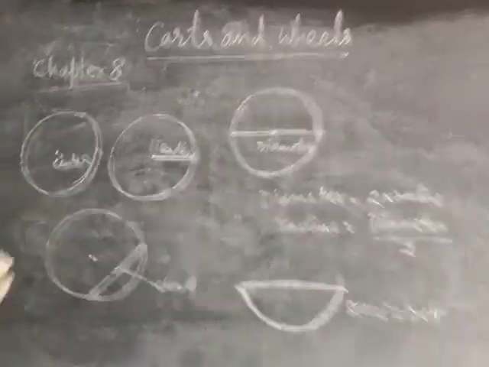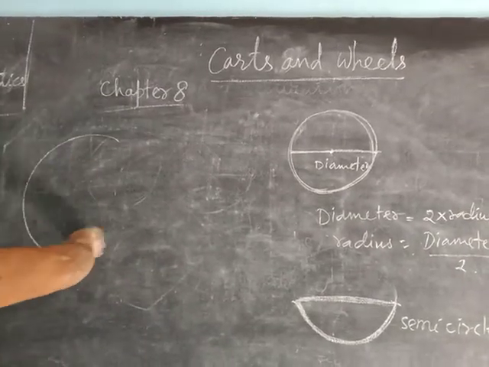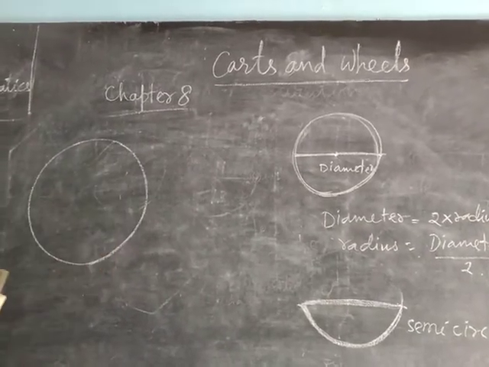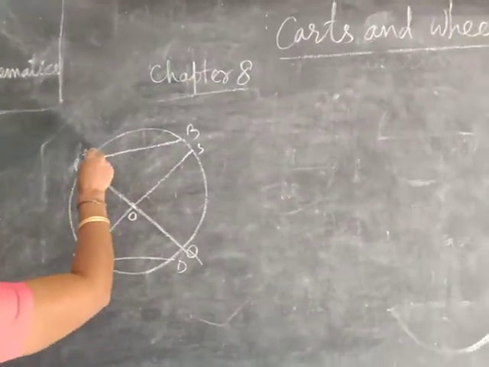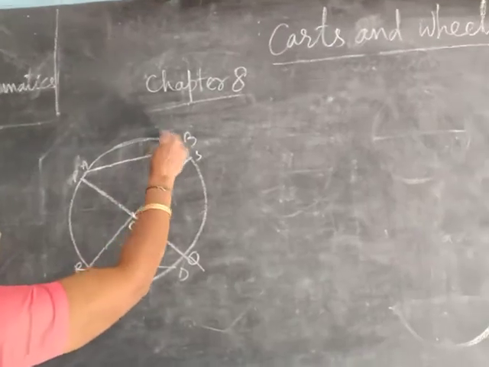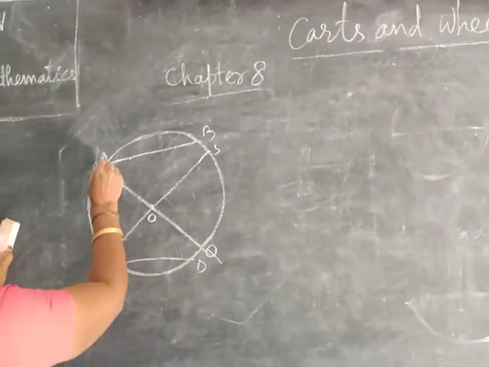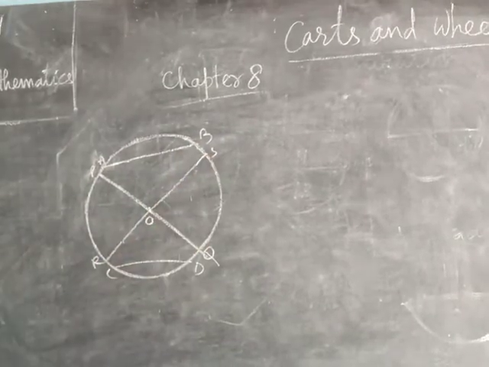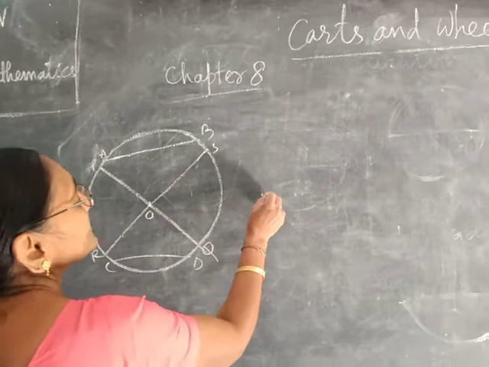Then some questions you have to write. Now you see that here a picture is given, a circle is given and parts are also given. You have to find which line segment is which, and what is the name of that. First you will find, O is the center.